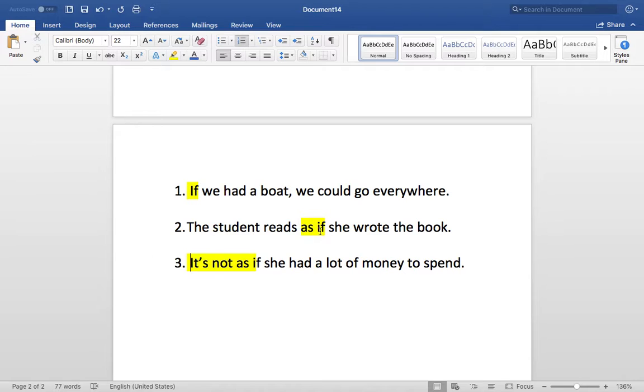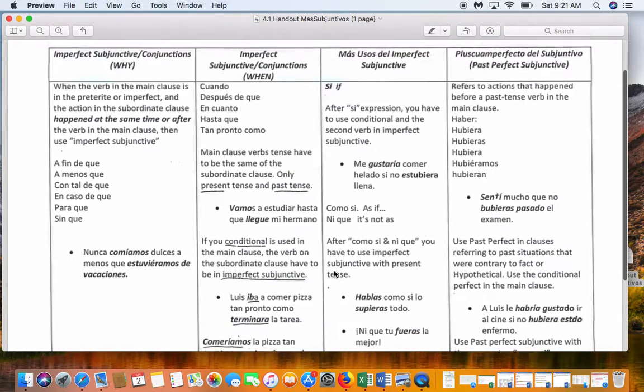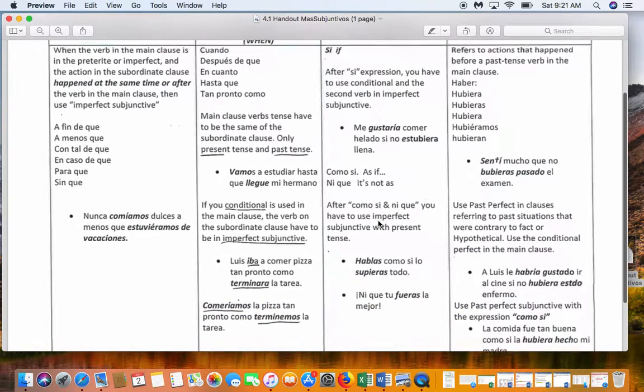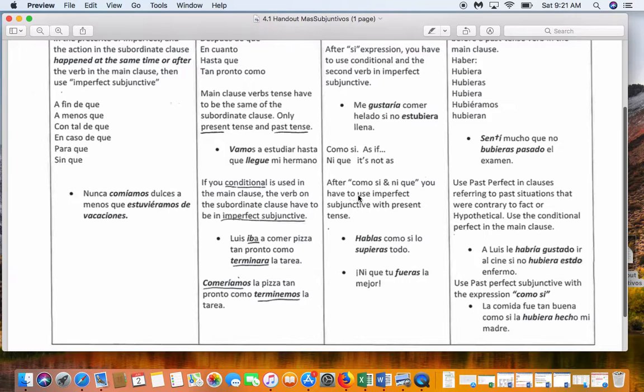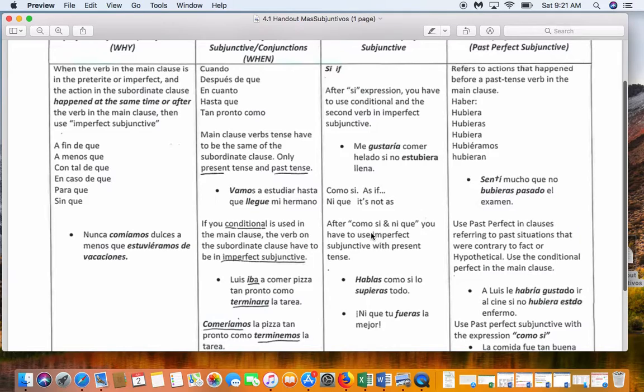All right, so again, these terms right here are used when you are expressing something hypothetical or contrary to the fact. Then we are going to go here, más uso del imperfecto, and you're going to use the term si, which is if, como si, which means as if, and then we have another one, ni que, which is not as if, okay?